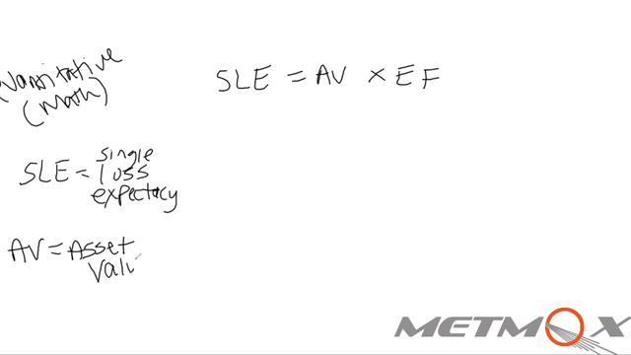And we also need to know the EF, which is the exposure factor. So the exposure factor is how much of the asset is lost or damaged because of the threat that happened. So let's talk about an example of this to make it make more sense.